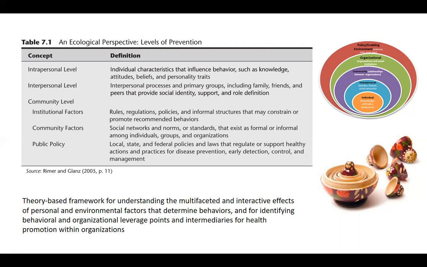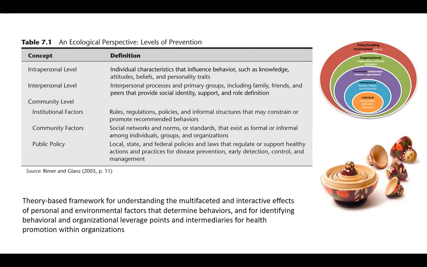The interpersonal level would be those primary groups that interact with them. So family, friends, peers that provide that support or not support. So you could find gaps in where those interpersonal processes need to be built up. And then in the community, you can look at institutions, schools, and workplaces, and the regulations and policies and different structures, both informal and formal, that can constrain people from making recommended behaviors. Looking larger in the community, and looking again at formal or informal networks and norms. And then finally, policy level.